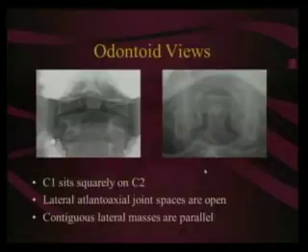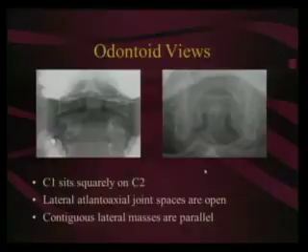Type 3 dens fractures do go into the body of C2. So this is what you want to look for. You want to look at the lateral mass of C1 and the lateral mass of C2. You want to make sure that the distance between the dens process and the lateral masses of C1 is symmetric, that they're aligned here, here, here, here, and that this space is normal.